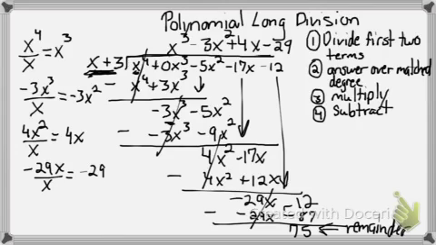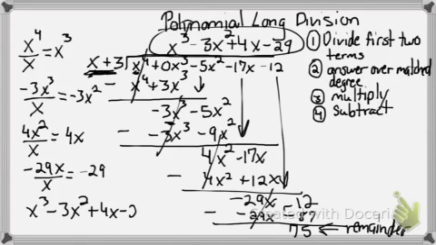So then my final answer is x cubed minus 3x squared plus 4x minus 29 with the remainder of 75 over x plus 3. And that's it.